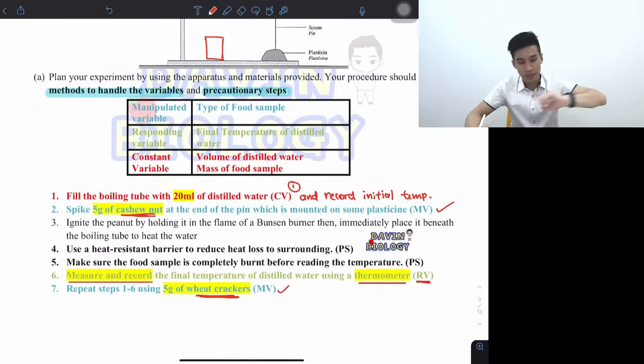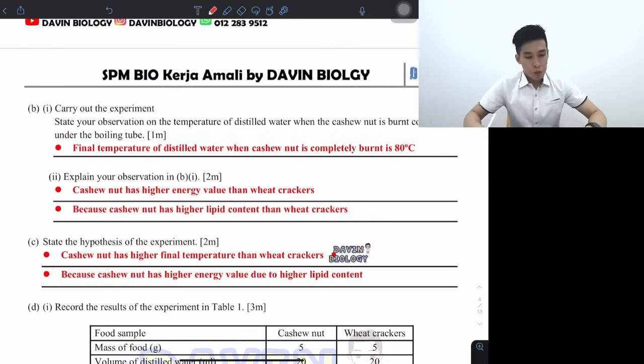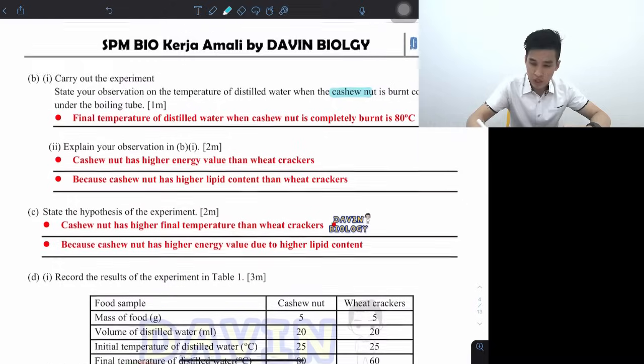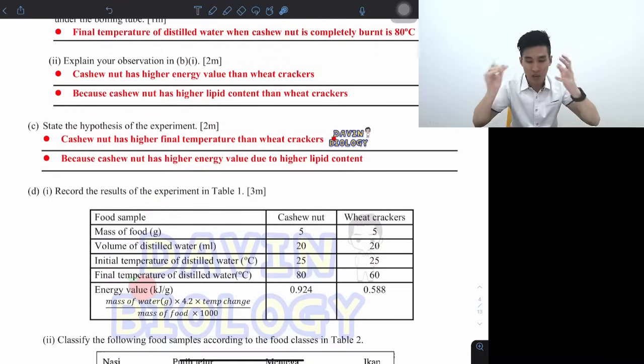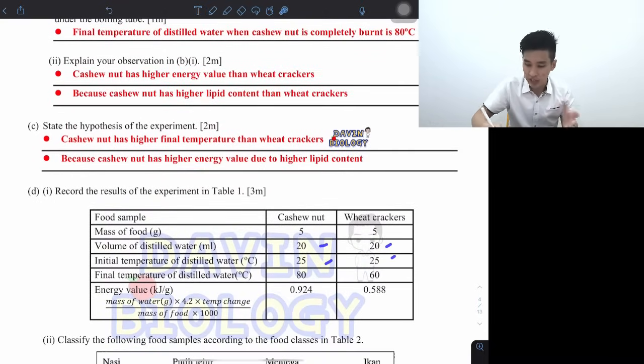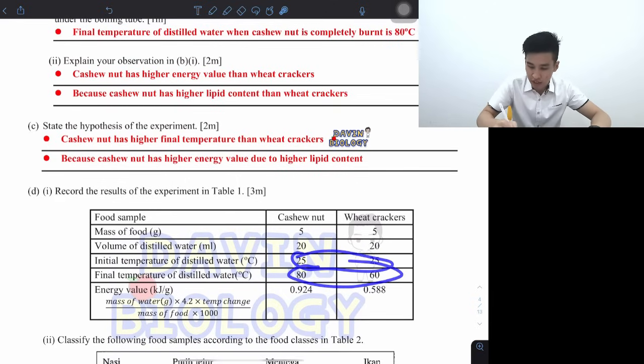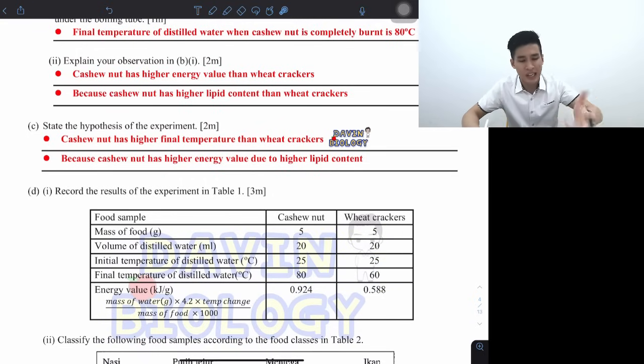Okay, procedure done. Next, usually they will start with observation. They say, state your observation of the temperature of distilled water when the cashew nut is completely burnt. So you can see this is the table of results. Of course, this table will be empty in your exam. I already filled it up for you as an example. Maybe they give you the mass of food, but the rest you have to do yourself. You record your own temperature, initial, final, count yourself. Later I'll show you. And the volume of distilled water, usually we fix it at 20 or 30.